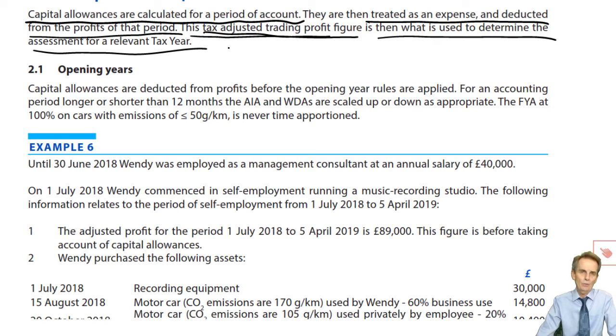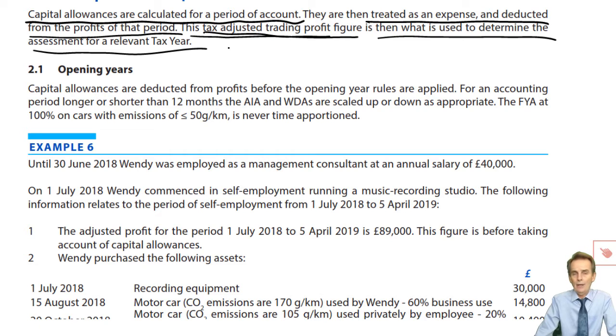And those additions need to be split between the first category to be dealt with, the additions that rank for AIA, remembering that in determining how much AIA, we will have time apportioned the £200,000 AIA limit. But you still allocate the expenditure in terms of, firstly, is there special rate pool expenditure incurred? That will be the first to benefit from any AIA, followed by other main pool expenditure.